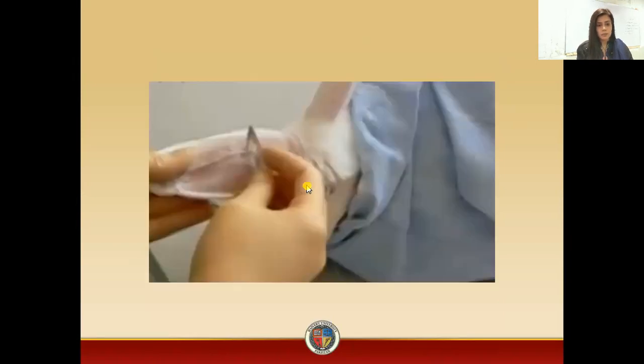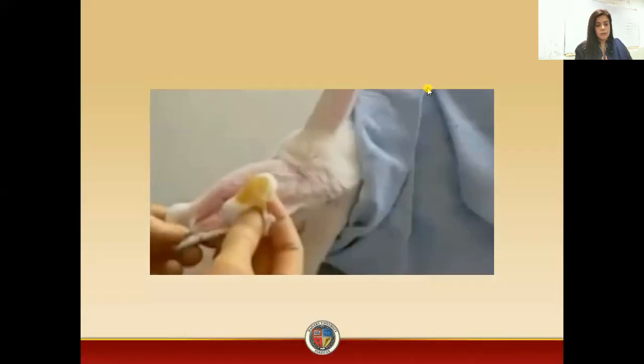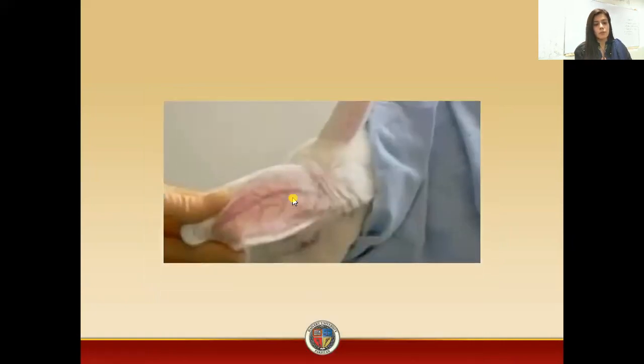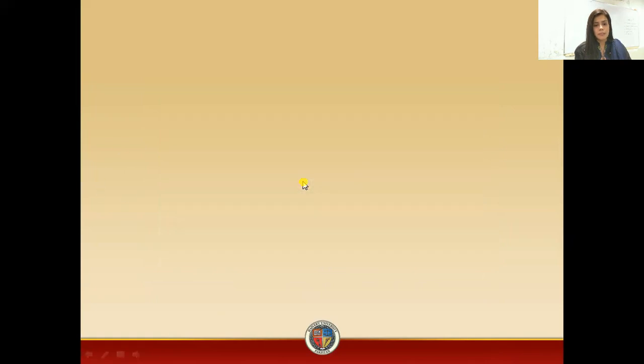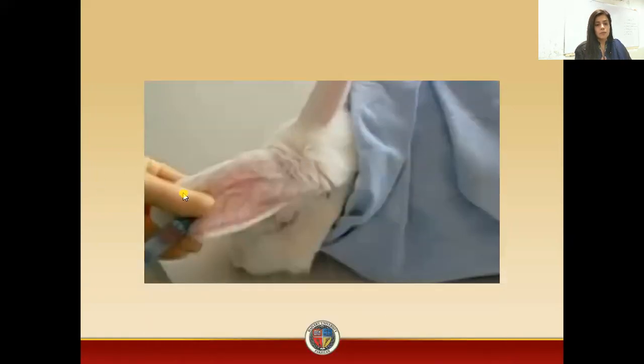Now, what is the procedure? Here we are shaving the ear of the rabbit with the help of a blade. Now, in the second figure, we are applying the alcohol swab in order to clean the area, that is 70% volume by volume alcohol. Now, this is the clean ear. And after this, we will insert the syringe in order to collect the blood from the marginal ear vein.